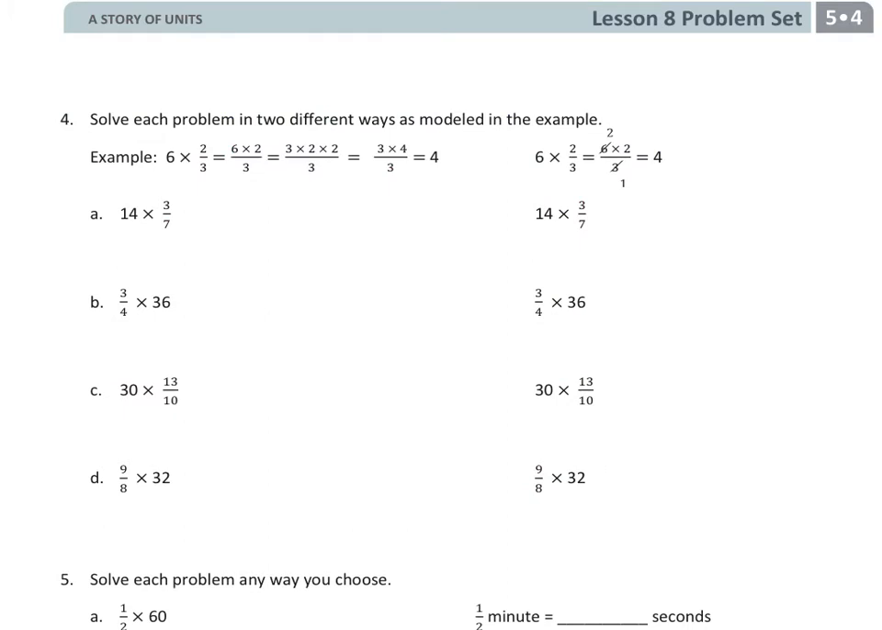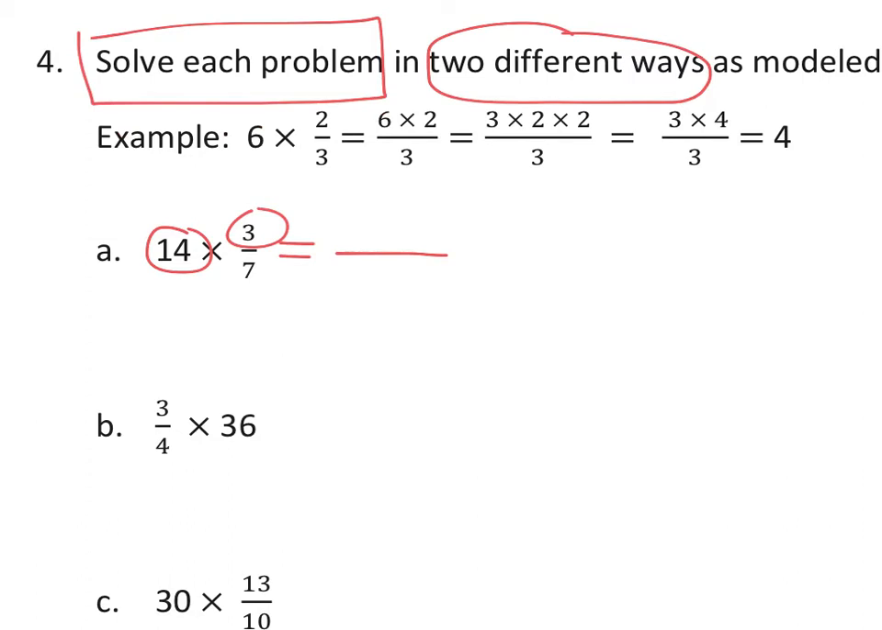Number 4, they want us to solve each problem in 2 different ways, as modeled in the example below. So I'm going to explain the models or the examples. The first one, we're just going to set it up and say, okay, 14 times 3. I zoomed in really quick. I have 14 times 3 up on top, and I have 7 as my denominator. So now I got to figure out what 14 times 3 is.